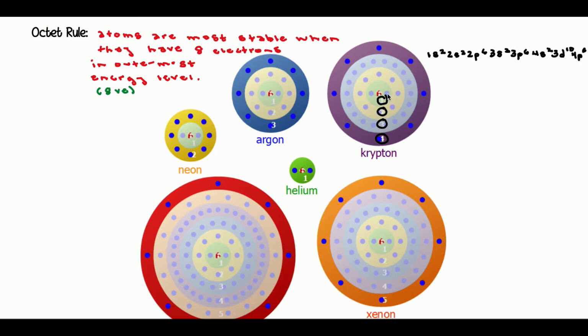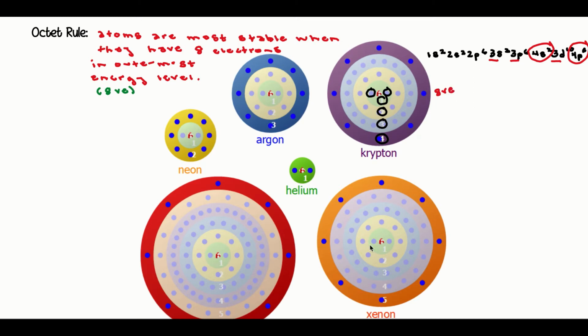Okay, first energy level has 2 electrons, 1, 2. Second energy level in yellow, you can count it out, there are 8. In the third energy level, it's got 18, which is consistent with this electron configuration, because we've got 2 from 3s, 6 from 3p, and 10 from 3d. And then for the fourth energy level, it's got 8 again, which is 8 in its outermost energy level. So krypton here has 8 valence electrons.